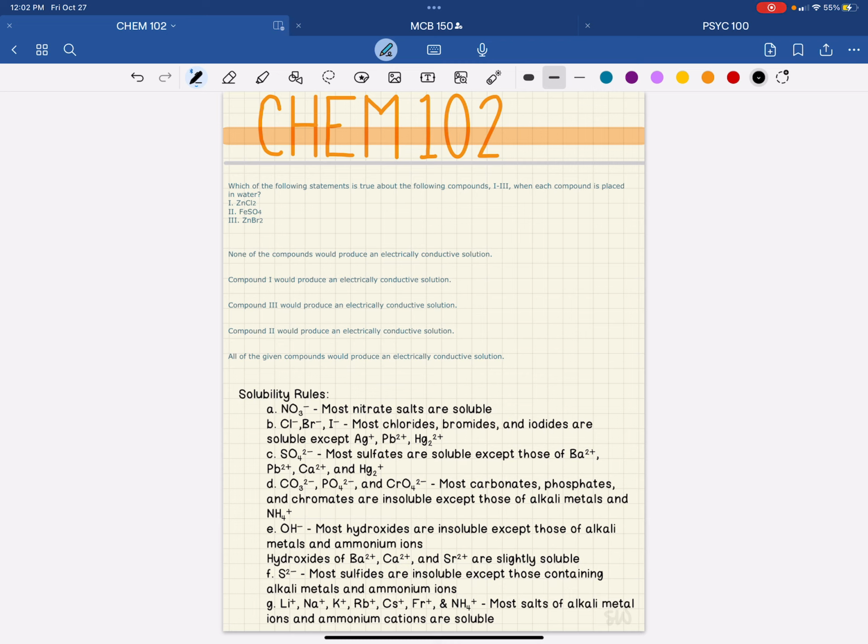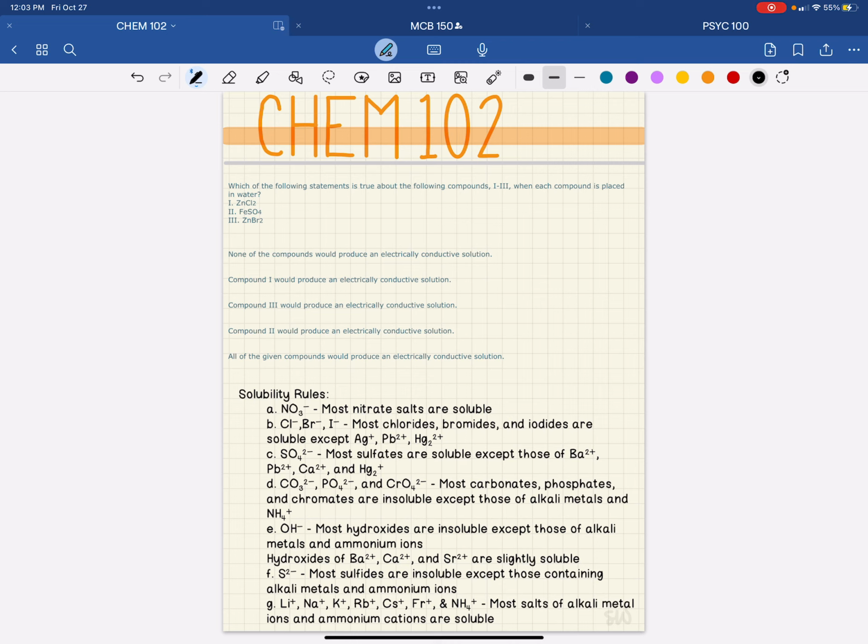All right, which of the statements is true? So it's essentially saying compound 1 is electrically conductive, compound 2 is electrically conductive, compound 3 is electrically conductive, all of them are or none of them are. So what we know about electrically conductive solutions, it simply means they're soluble.